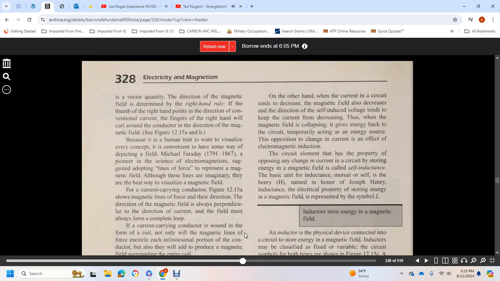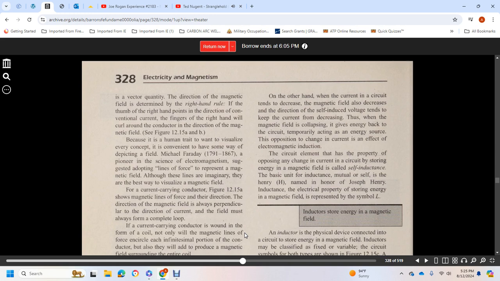On the other hand, when the current in a circuit decreases, the magnetic field also decreases, and the self-induced voltage tends to keep the current from decreasing. When the magnetic field collapses, it gives energy back to the circuit, temporarily acting as an energy source opposing the change in current, an effect of electromagnetic induction.